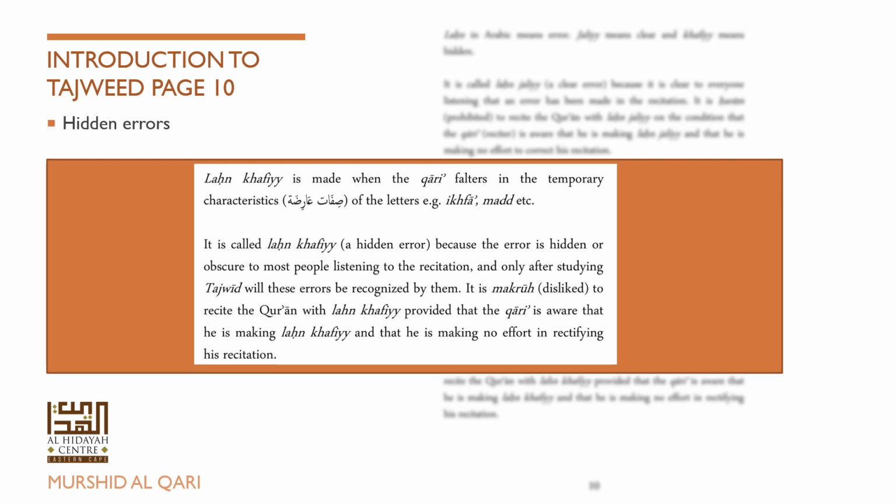So it is makruh and disliked to recite the Quran with lahan khafi, provided that the qari is aware that he is making lahan khafi and that he is making no effort to rectify his recitation. So in this case, it is not haram, it is makruh, it is disliked to read like this, because if he's leaving out a mad or ikhfa, like the examples given, then there's a chance that he's not changing the meaning, but it's makruh, provided that he is aware that he's making those mistakes, but he's not making any effort to rectify them. In both examples, if a person is making an effort to rectify these major mistakes, or even these light, hidden mistakes, then the ruling of haram and makruh won't apply to this person.